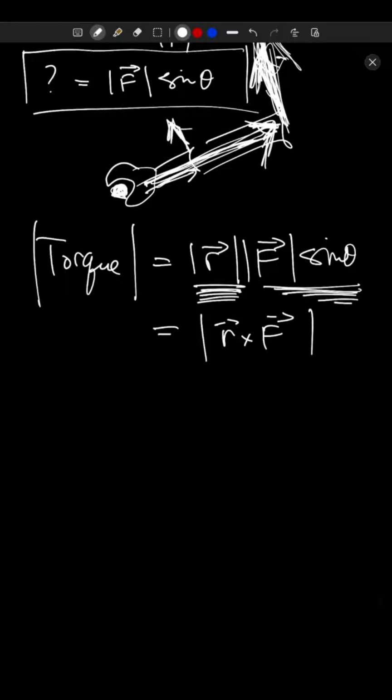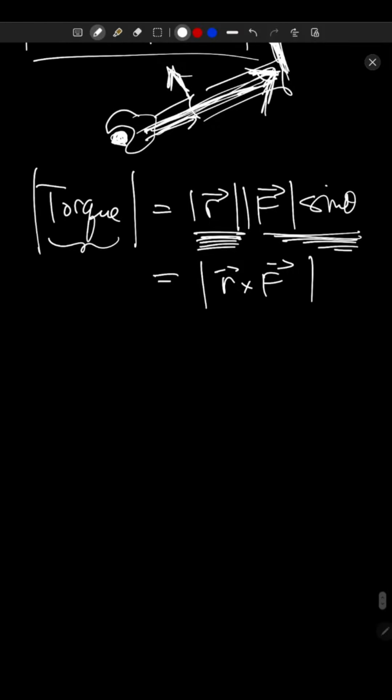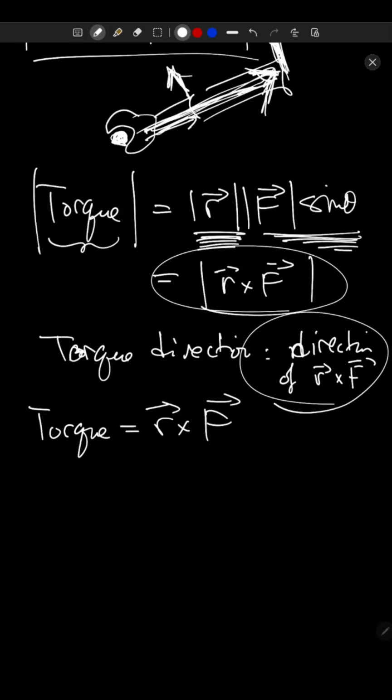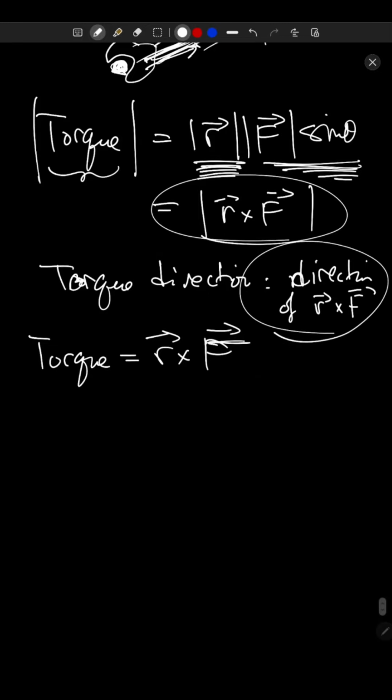I said the torque is actually a vector. What's the direction? Well, the torque direction is actually the same direction as r cross f. So in other words, torque is equal to r cross f. Same length, same direction. So that's a very nice physical concept that we can describe using the cross product.